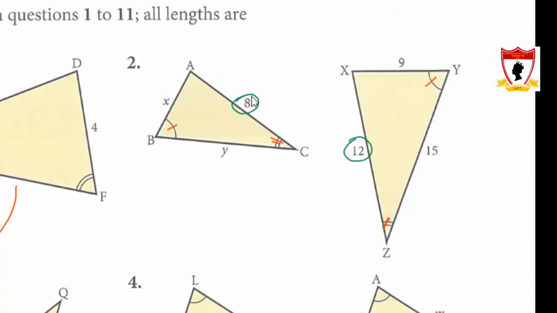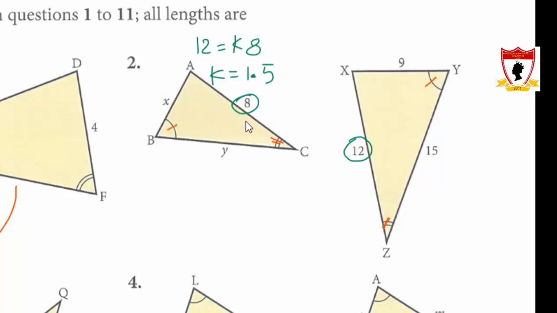k is the scale between these two triangles. So 12 is equal to k times 8. So think, which number times 8 is equal to 12? To get this, we are going to divide both sides by 8. We will get that k is equal to 1.5. So this triangle is 1.5 times bigger than this one.